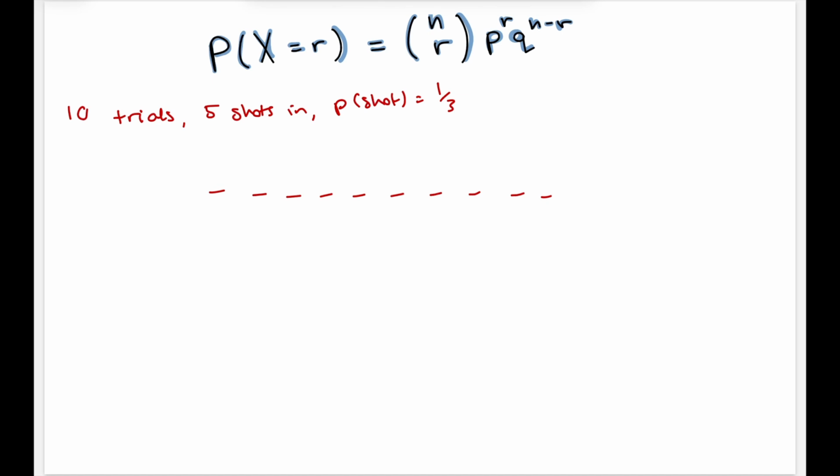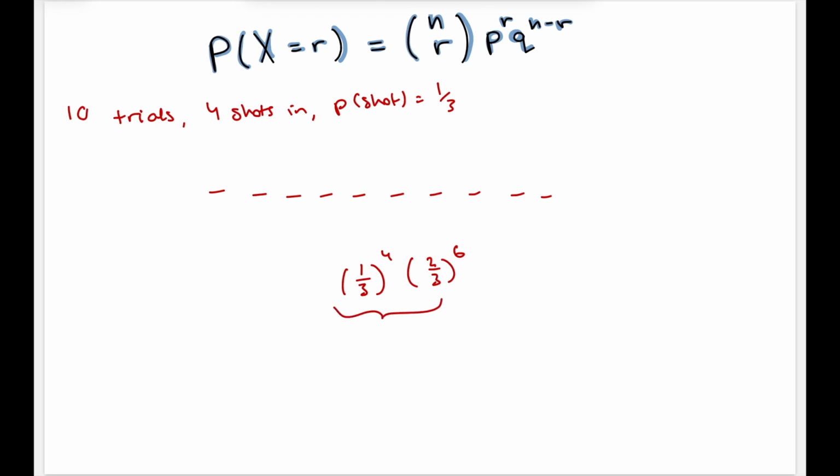Well, you would think that in order to make 5 shots in 10 trials, you would have to have (1/3)^5 times (2/3)^5 again. And actually, to make this a little bit more clear, I'm going to pick 4 shots, because then you can actually see the difference in the coefficients. So then it's going to be to the power of 4 and to the power of 6.